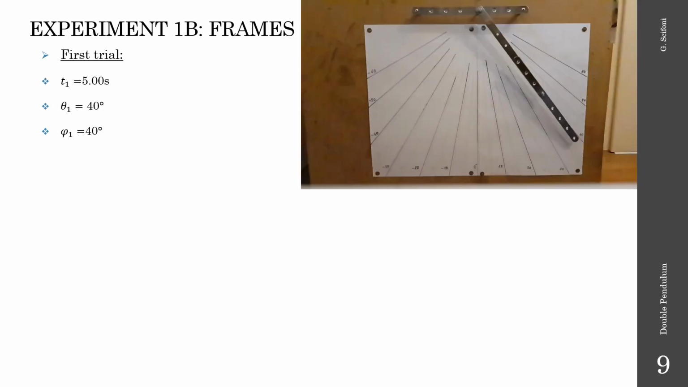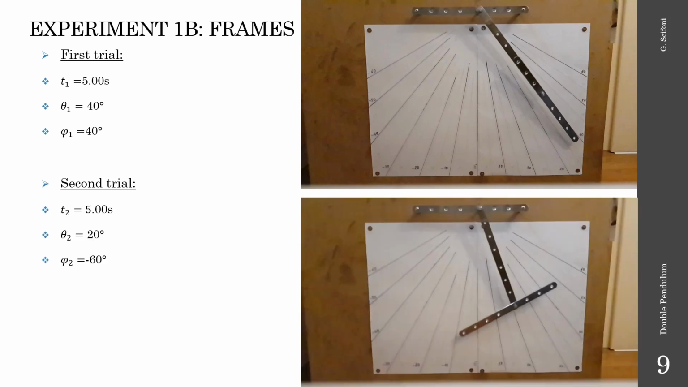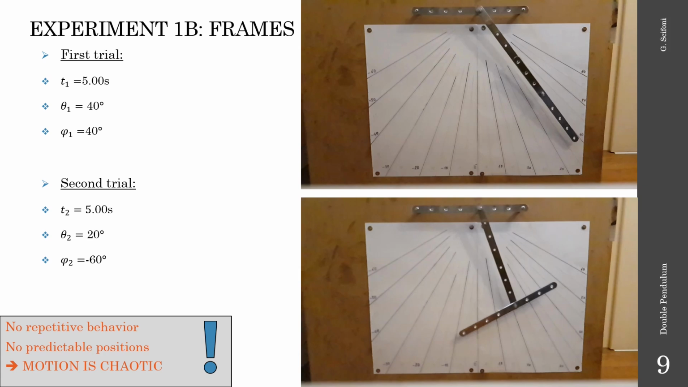Another couple of slow motion frames are used to identify the different configurations after 5 seconds. In the first trial we see 40 degrees for both theta and phi. In the second, 20 and negative 60 degrees respectively. Also in this case we can declare the motion is not repeatable and shows a chaotic behavior.